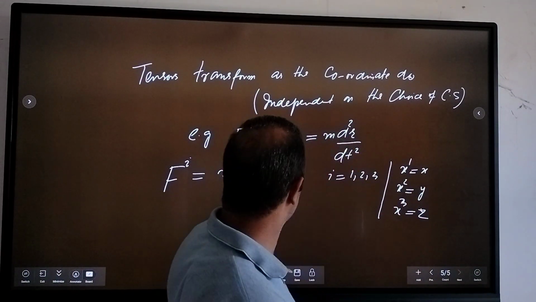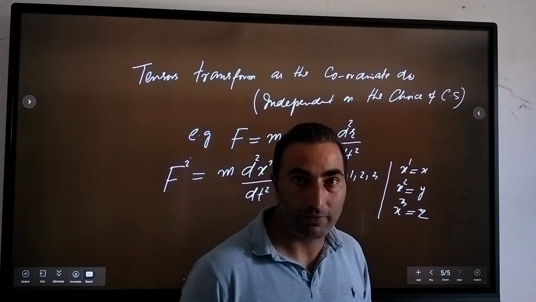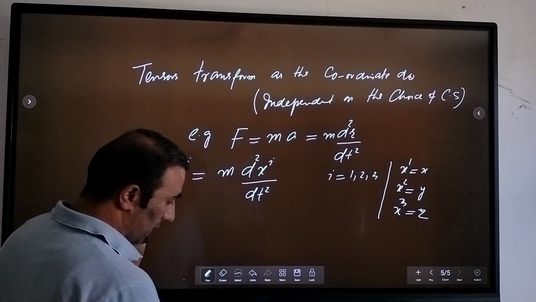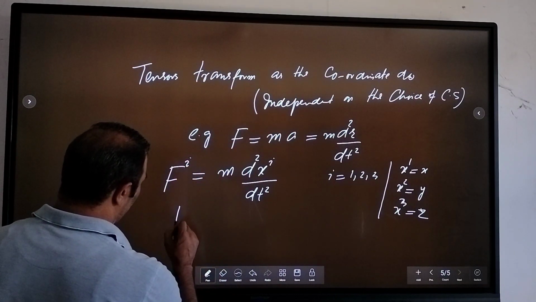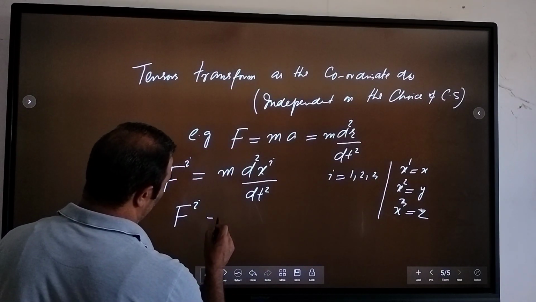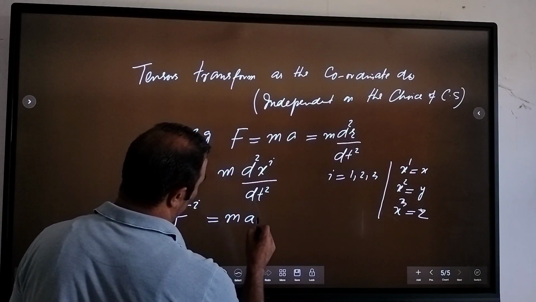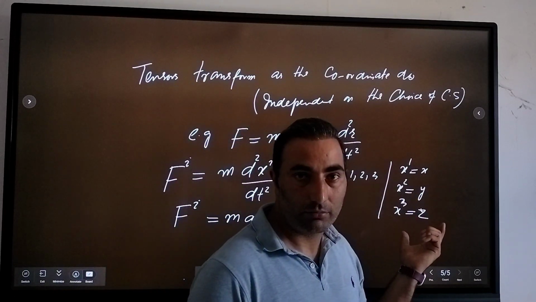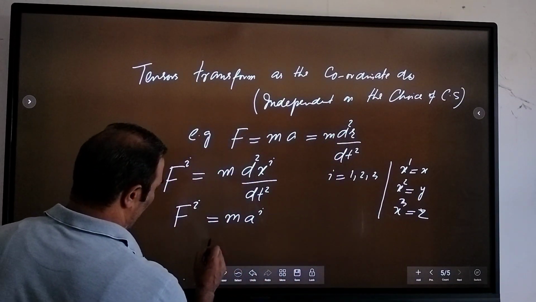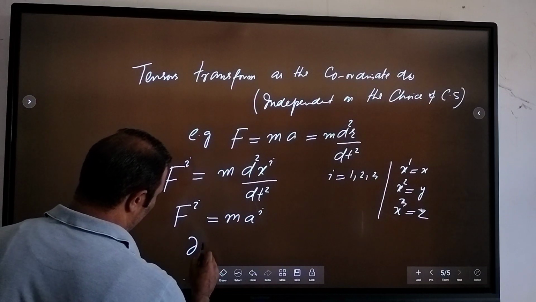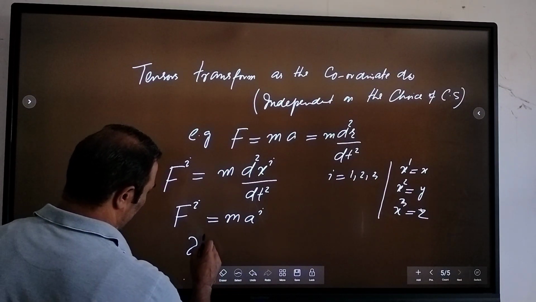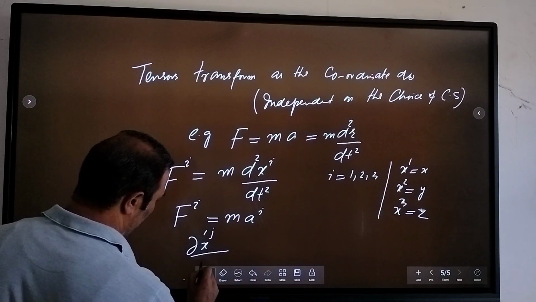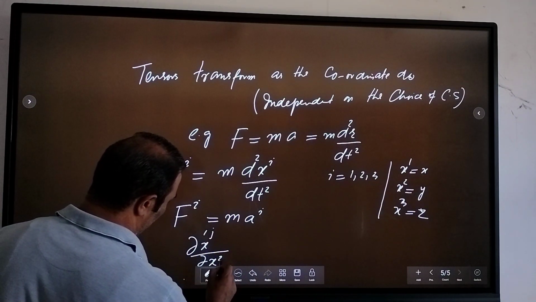Let us take a simple example that if this f equal to ma, right? So I can write this as fi equal to mai. Okay. Now if you multiply this equation by partial x prime j divided by partial xi.